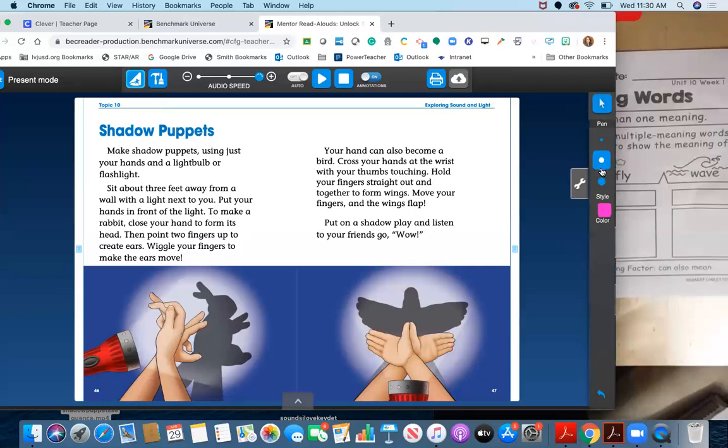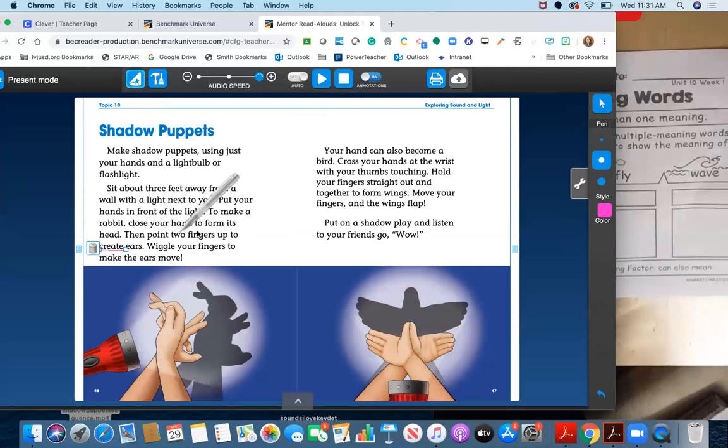So the word I want us to look at together is the word create. That might be a word that is unfamiliar to you. When I read the sentence before, I see one step: to make a rabbit, close your hand to form its head. The next step says to point 2 fingers up to create ears. So I can use the clues from the first sentence to figure out that create means to make. I can check if I'm correct by replacing the word create with the word make to see if it makes sense. Let's try it.